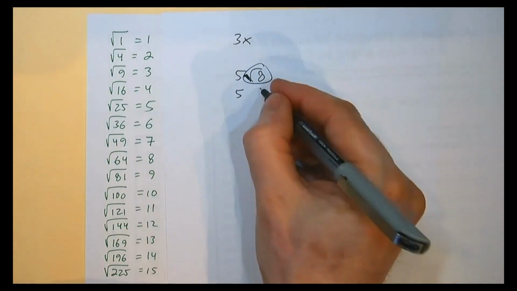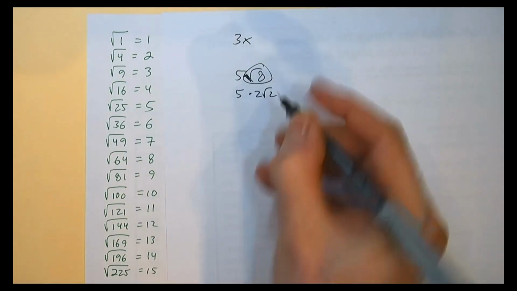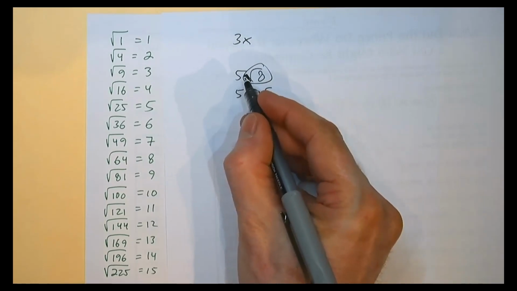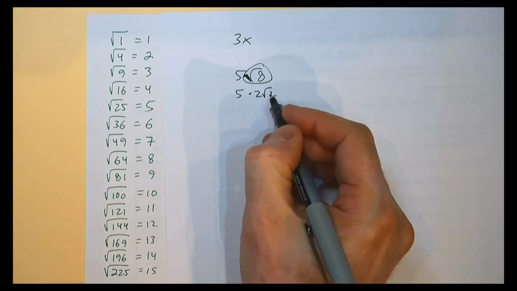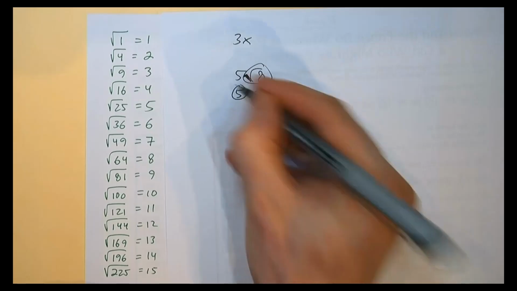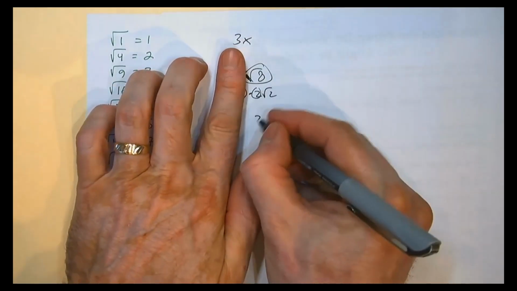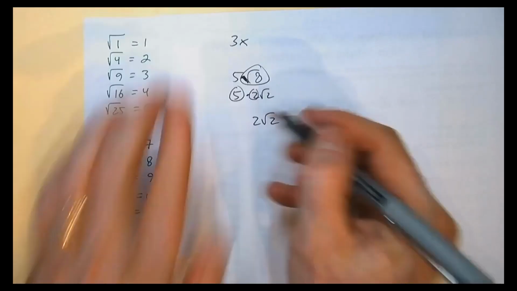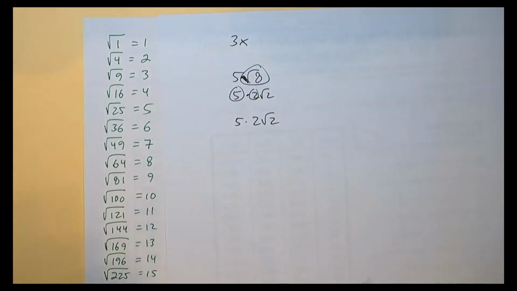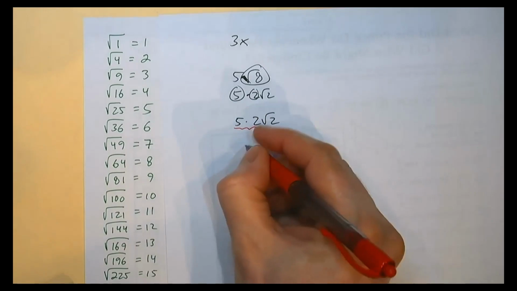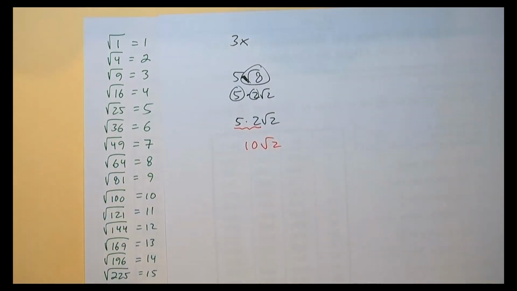Then you can go, oh wait, 8. I've memorized that, 2 root of 2. So it's 5 times 2 radical 2. So this is a regular 5. This is a regular 2. So just kind of go 8, 2 radical 2. Oh, there's a 5 in front. So I'll go 5 times 2. These are regular numbers. So you're going to say 10 radical 2.